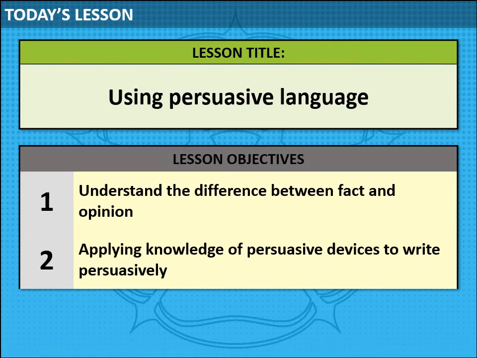Okay, so our lesson objectives for today are to understand the difference between fact and opinion, and then we're going to apply our knowledge of persuasive devices that we learnt about in lesson 1 to write a persuasive text.